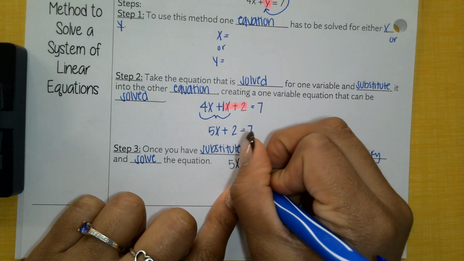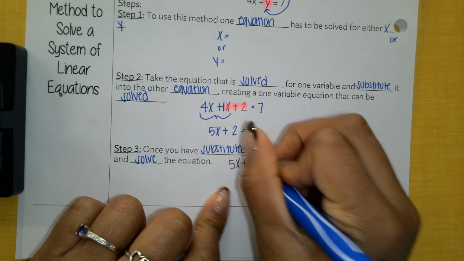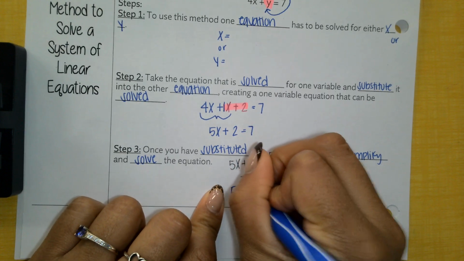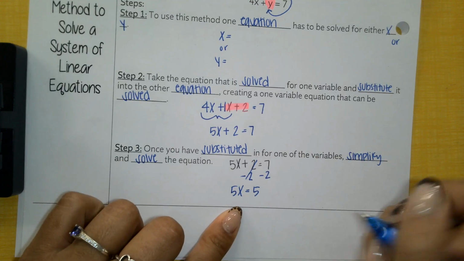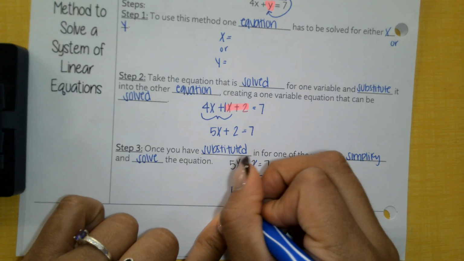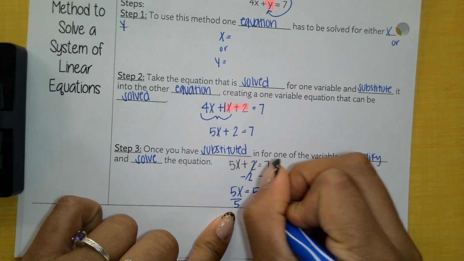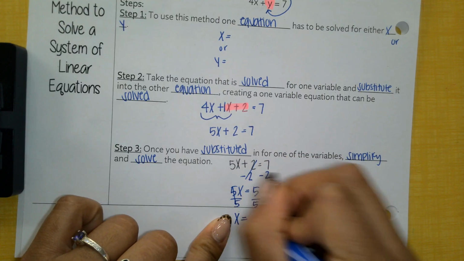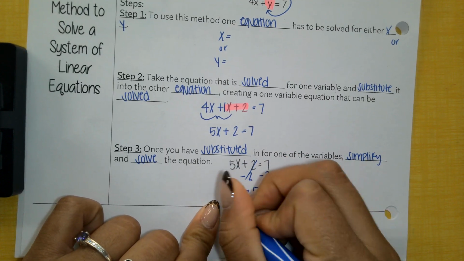Close. Minus 2. So we have 5x is equal to 5. Then what's my last step? Divide by 5. So x is equal to 1.